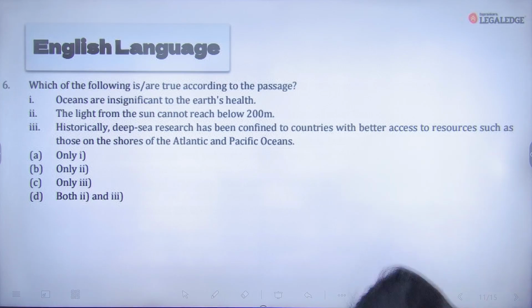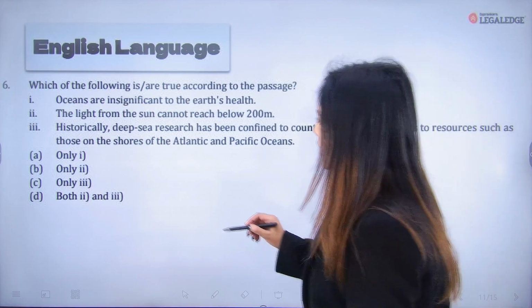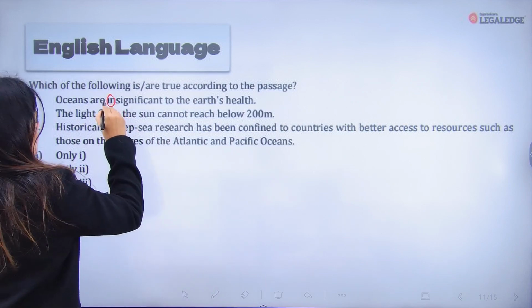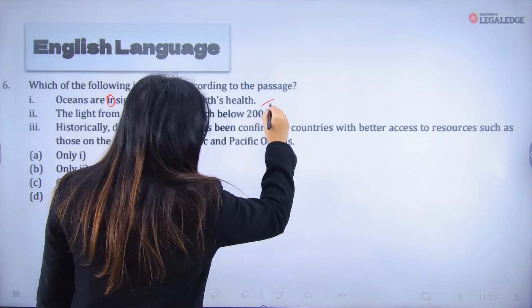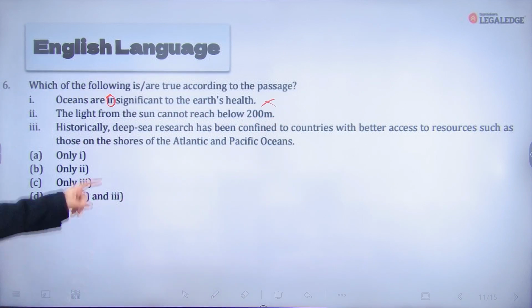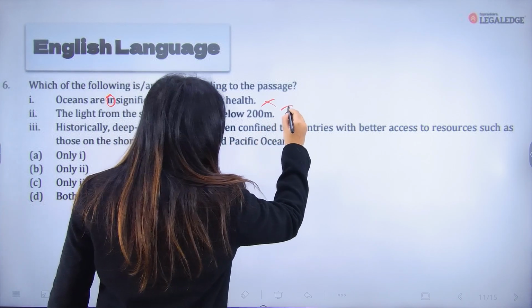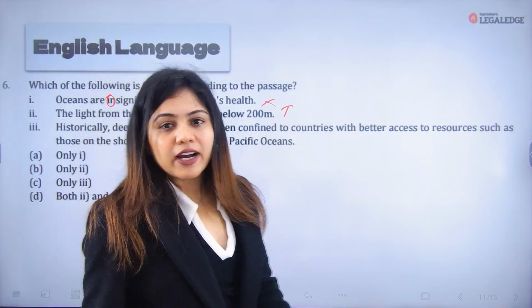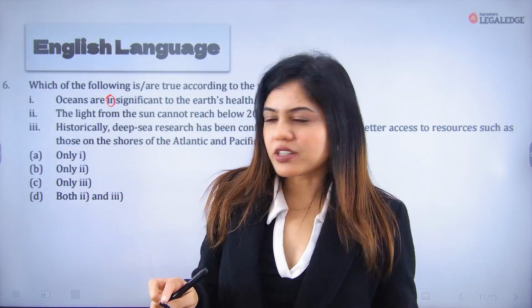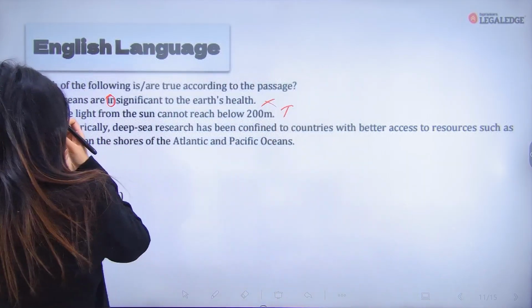You guys must have seen from the very first line, oceans are significant, not insignificant. So this is not true. The light from the sun cannot reach below 200 meters. True. We got to know that's the reason why the mission is named Midnight Mission, right? Where the sun's light cannot reach.